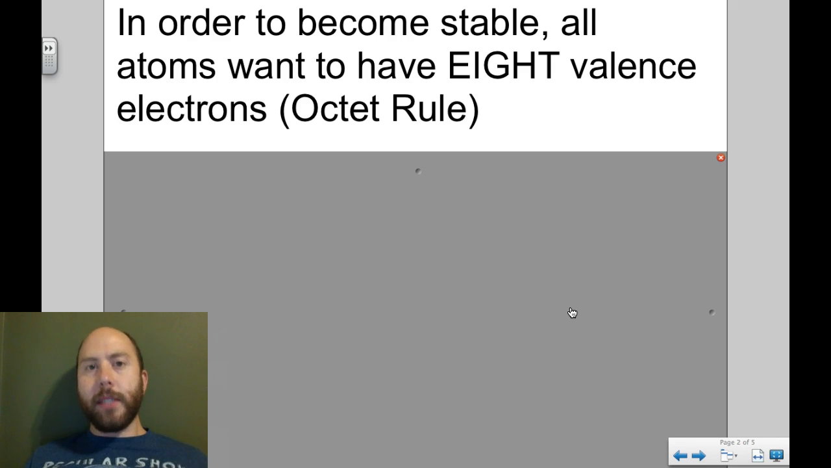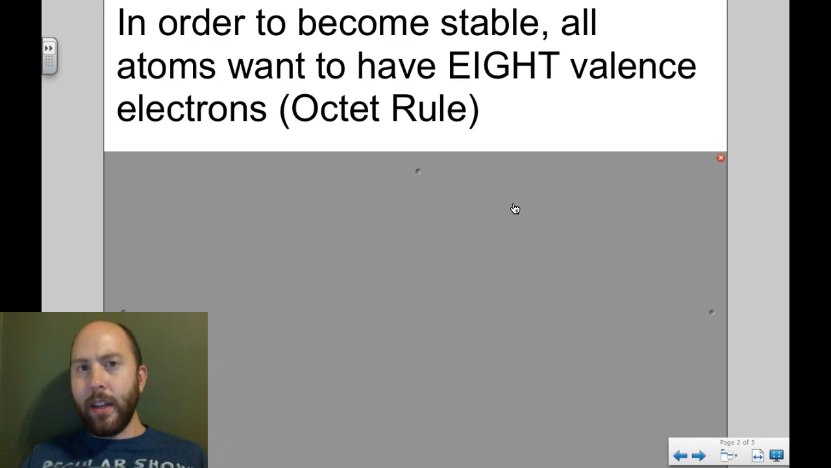In order to become stable, atoms have to have 8 valence electrons. It's called the octet rule. Now, there are exceptions. For example, helium can only have 2 valence electrons max to be stable. But that's because it's in period 1. When you learn about the periodic table, the periods, which are the rows, tell you how many energy levels there are. And because helium is in period 1, it can only hold 2 electrons max. But that's one of the exceptions to the rule.